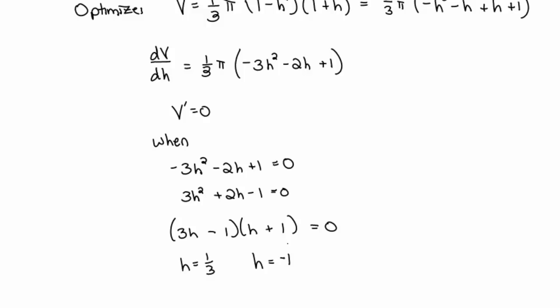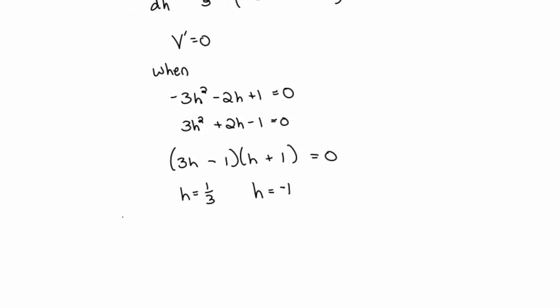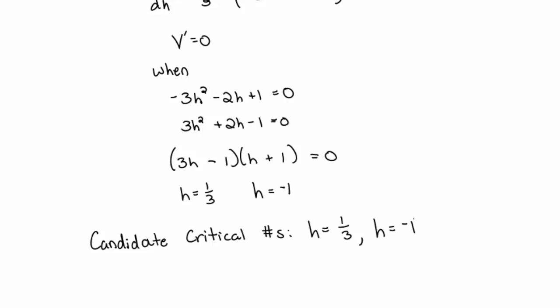Now, very, very often when you're dealing with optimization problems, you're going to get candidates for when V prime is 0, or when the derivative of your function is 0. Or maybe I should say candidate critical numbers. These candidate critical numbers that you get suffer from reality. You need to look at the reality of these numbers. Is it realistic for h to be 1/3? And is it realistic for h to be negative 1?